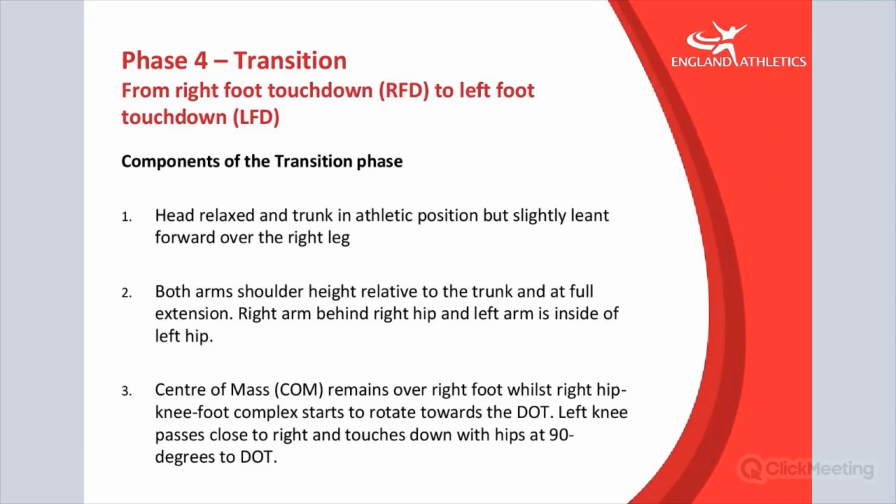Center of mass remains over the right foot whilst the right hip knee complex starts to rotate towards the direction of the throw. The left knee passes close to the right and touches down with the hips at 90 degrees to the direction of throw.